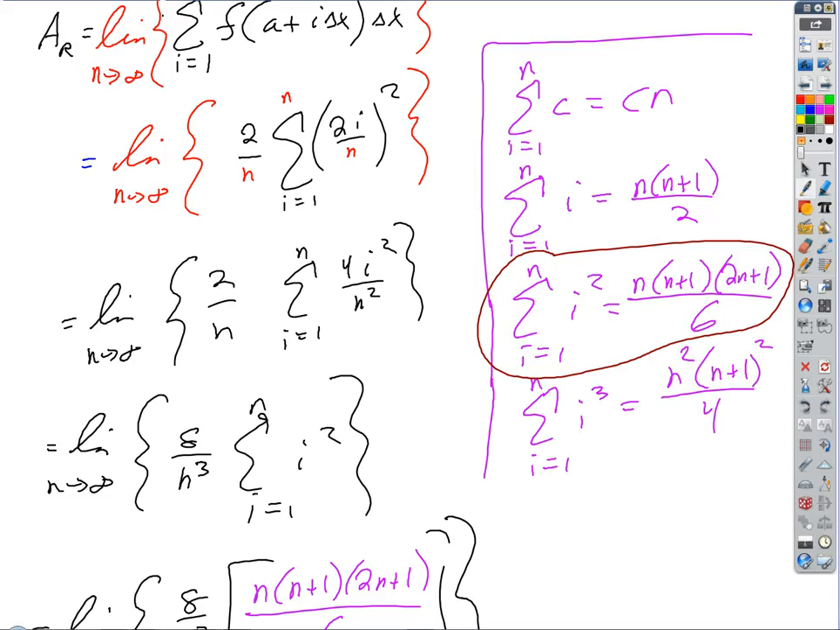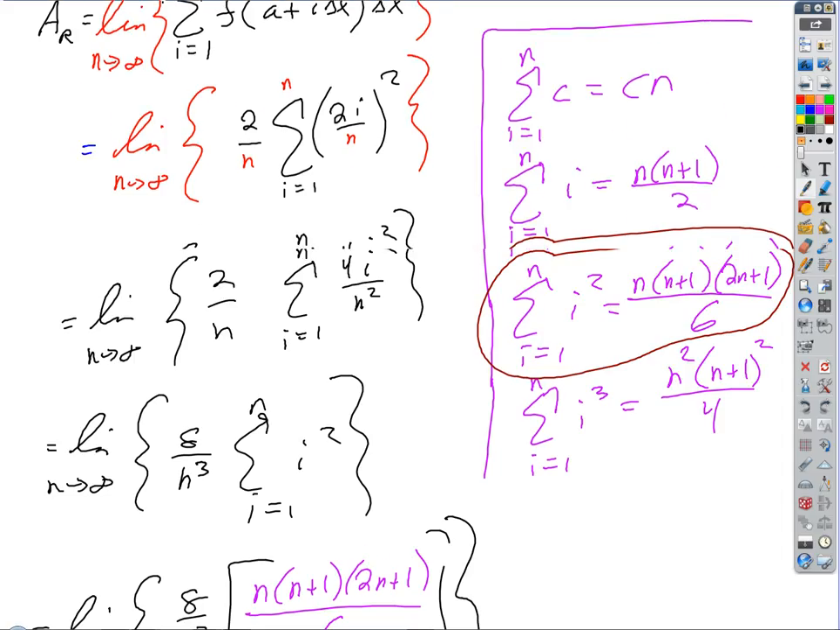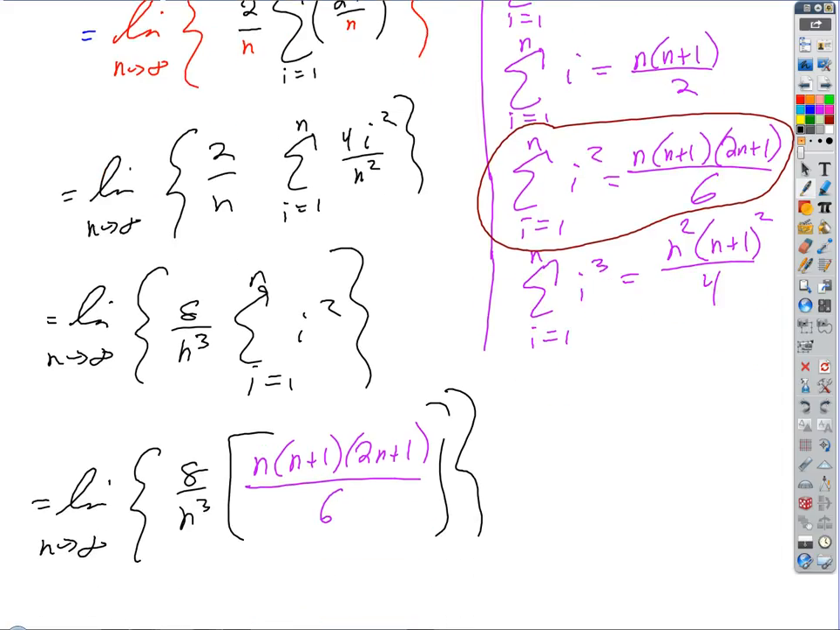If we use this rule, then look what we can do, right? We can take the 4 over n outside of the summation, and we end up with 8 over n cubed, and then we've just got the sum of i squared, which is that, right?